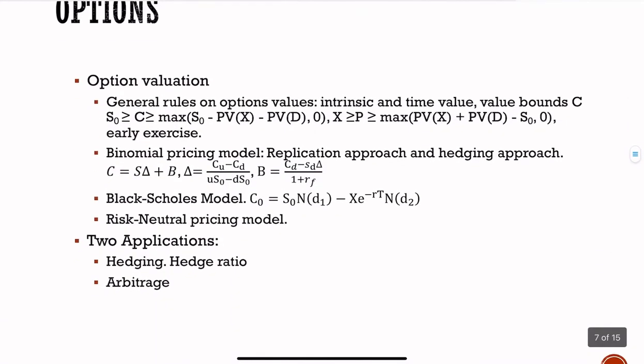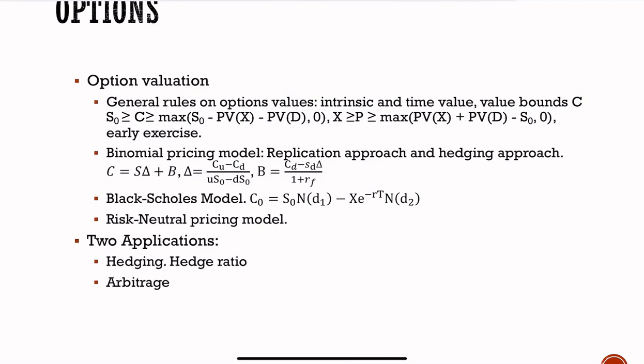And then we talk about the very important option valuation. So if you go to advanced courses on options, then option valuation really plays a huge part. So first, we talk about some general rules on option values. Obviously, you have to first understand what is the definition of intrinsic value and time value, right? So basically, you can decompose option value into intrinsic value and time value.